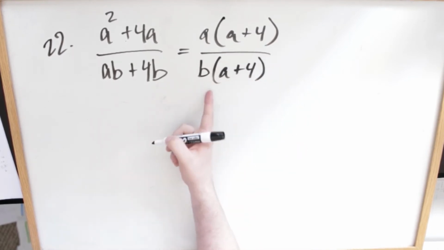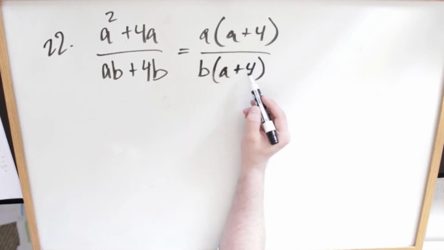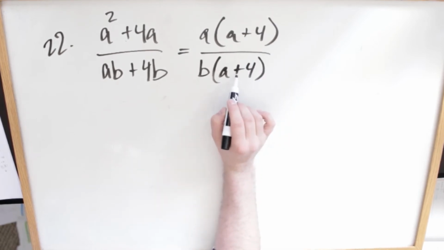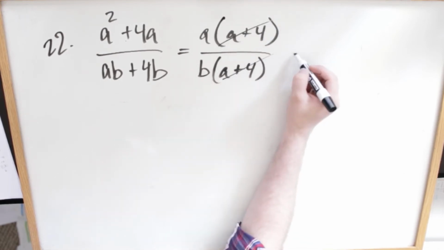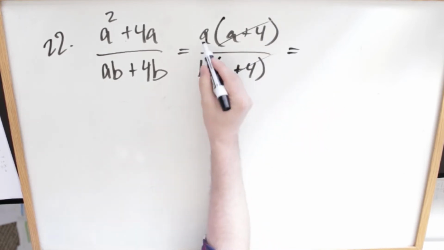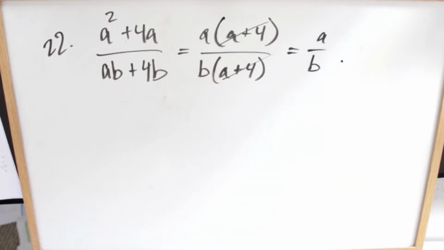And now notice what we have. The a plus 4 and the a plus 4 in the denominator, these match up, which means we can actually cross them out, and the only thing remaining is going to be the a over the b. Okay? So that right there is our solution.